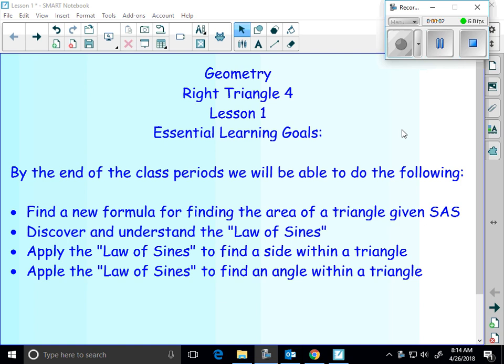And we've begun. Okay, so today we're going to jump into RT4. This is chapter 16, lesson 1. We're going to find a new formula for finding the area of a triangle. Isn't that fun? You can find the area of a triangle in another way now.